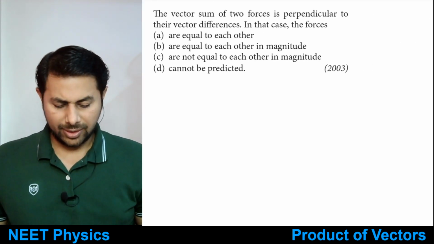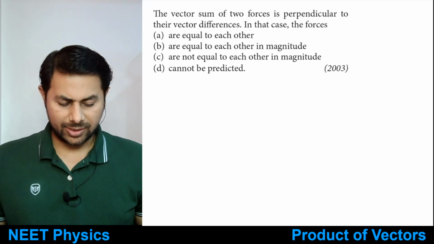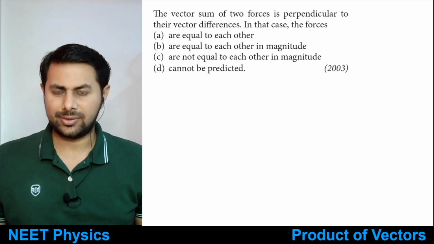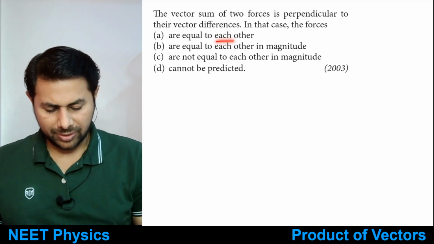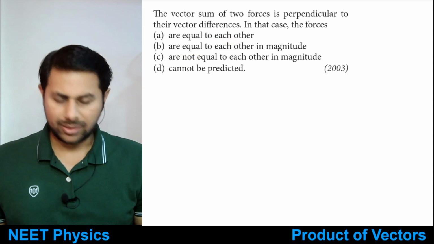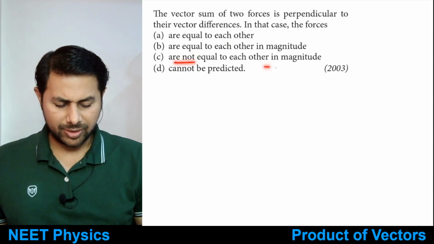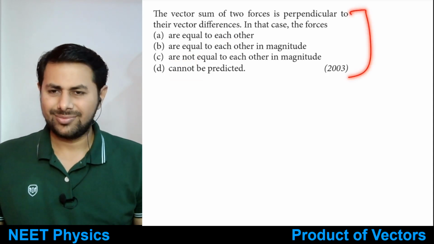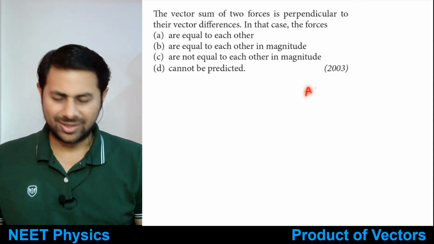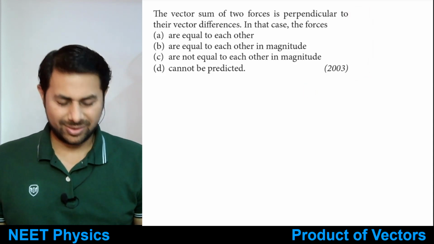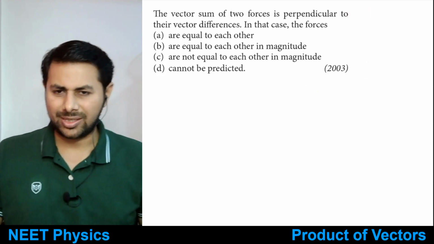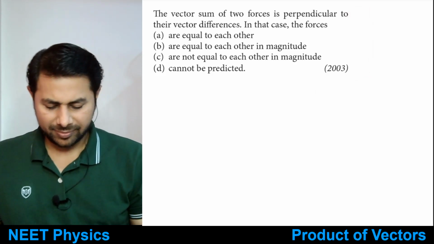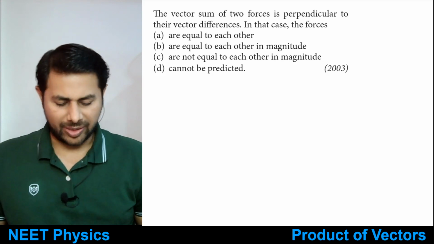Let's see the next one. The vector sum of two forces is perpendicular to their vector difference. In that case, the forces are equal to each other in magnitude, or are not equal to each other in magnitude, or cannot be predicted. So this was given as homework, right? I guess it was there when we saw vector addition and subtraction, right? So we can check it in a different way.